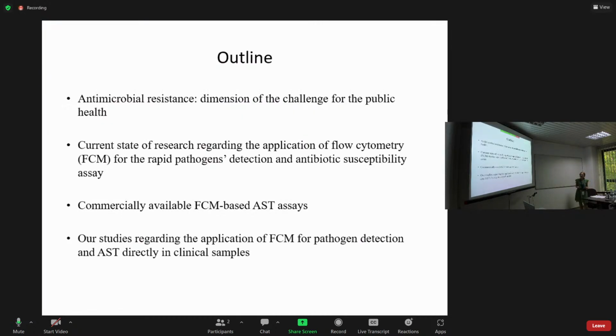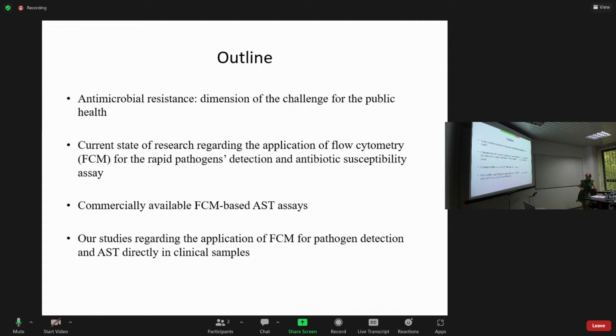I've already told you about this. The antimicrobial resistance, the dimension of the challenge is very important for public health. This is one of the One Health problems, actually, requiring a global and holistic approach.